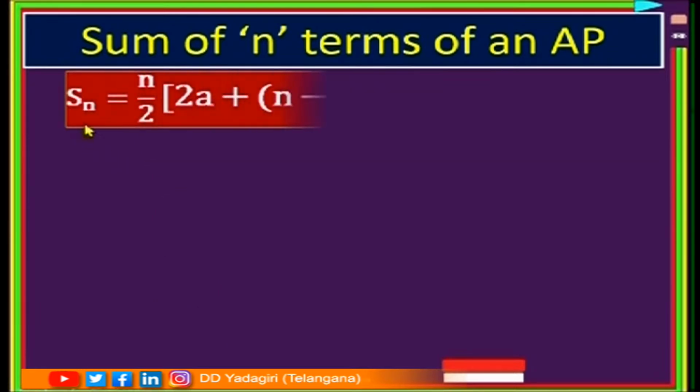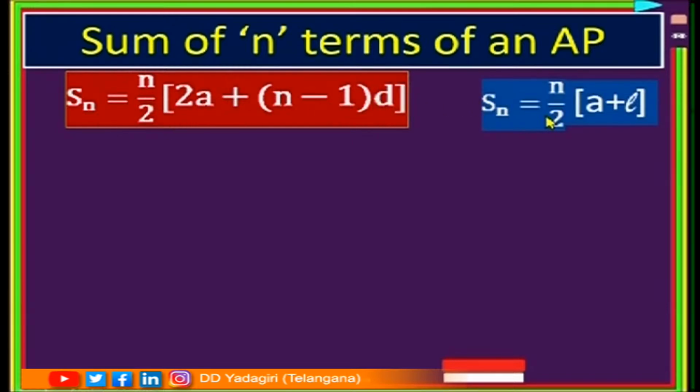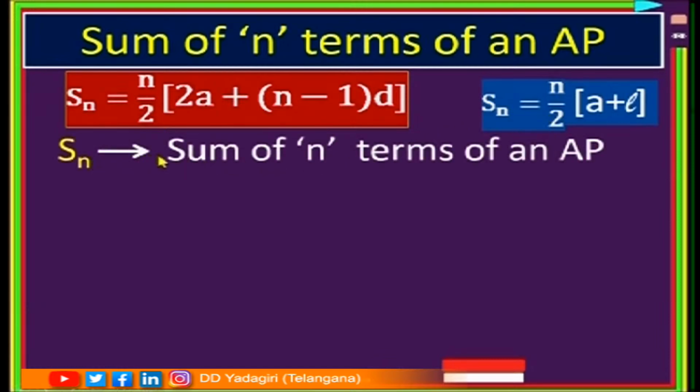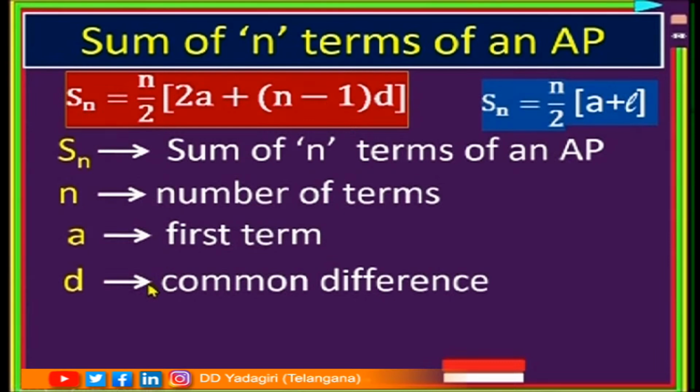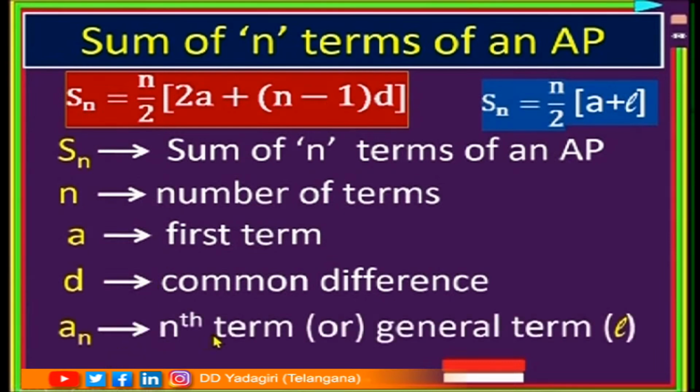So these are the three formulas of sum of n terms of an AP. So this is the formula, Sn is equal to n by 2 into 2a plus n minus 1 into d, and this is also. Now what is Sn? Sn is nothing but the sum of n terms of an AP, and here what is n? Number of terms in the given AP. And what is a? a is the first term, and d is the common difference. An is the nth term or general term. So these are the terms of Sn. We have seen what is Sn. Sn is equal to n by 2 into 2a plus n minus 1 into d, right? So based on that formula, we will do some problems.